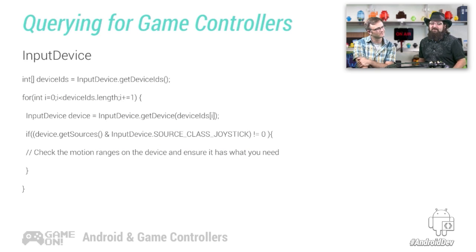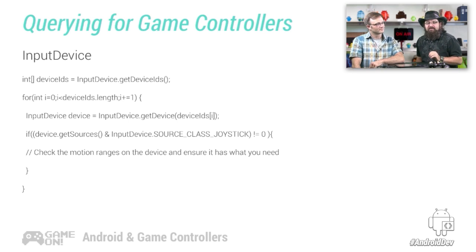So let's talk about querying for game controllers. This might be a little small on the screen. I say that because even I'm having trouble reading this slide now, but I'll cover the basics here. What you want to do is take the input device class, and you're basically going to say, get all device IDs, and you'll get back an integer array of all the devices that are currently connected to the Android system, whether they're virtual or real.